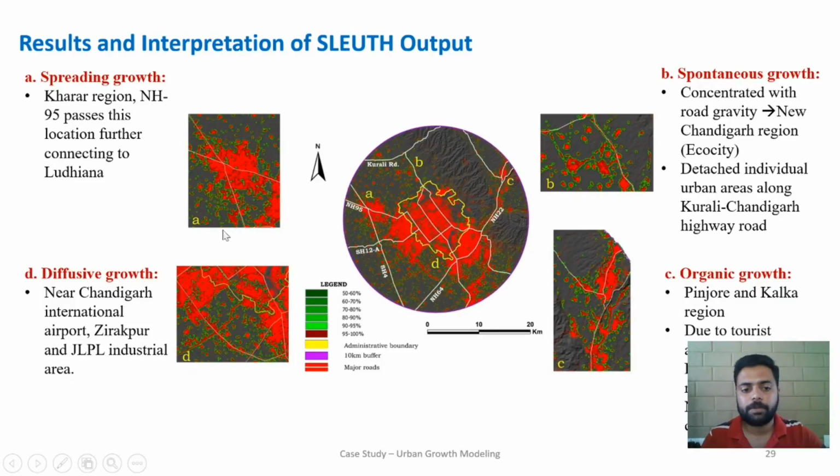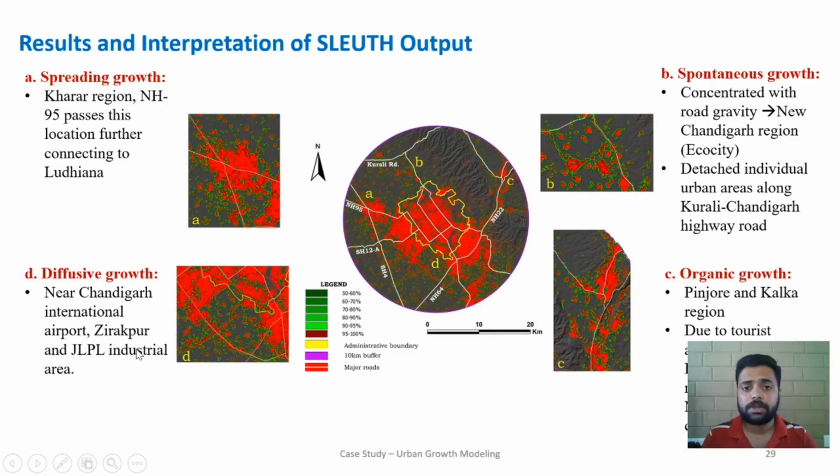How do you interpret the output? With the help of a legend that is already given. This particular model was run for Chandigarh, and these are the results which we have obtained for 2030. You can observe we have spreading kind of growth in the Kharar region. If you are very familiar with Chandigarh, Kharar is in northwestern Chandigarh, which connects further to Ludhiana and other important places. Then you have diffuse growth, that means there is no connection between the old growth and this new growth. This can be identified in areas such as Zirakpur and the JLPL industrial area.